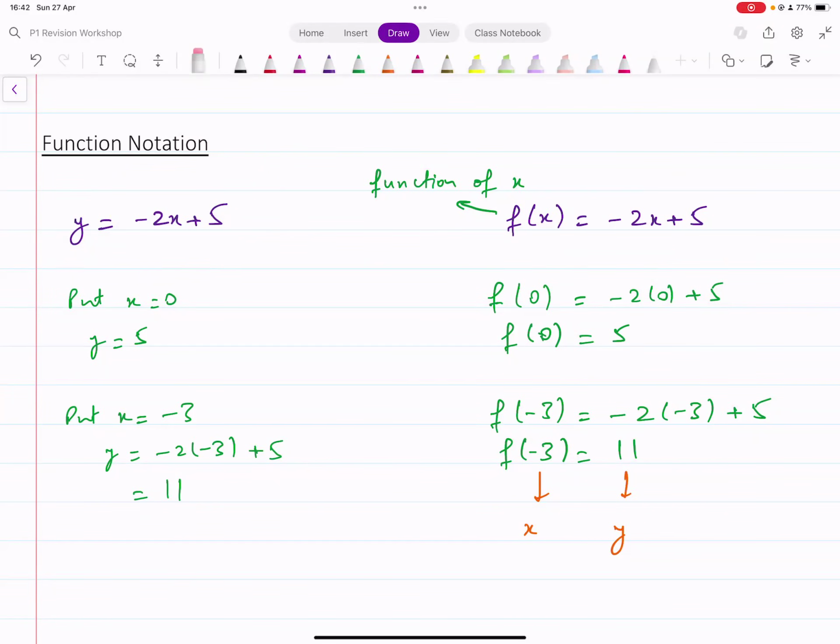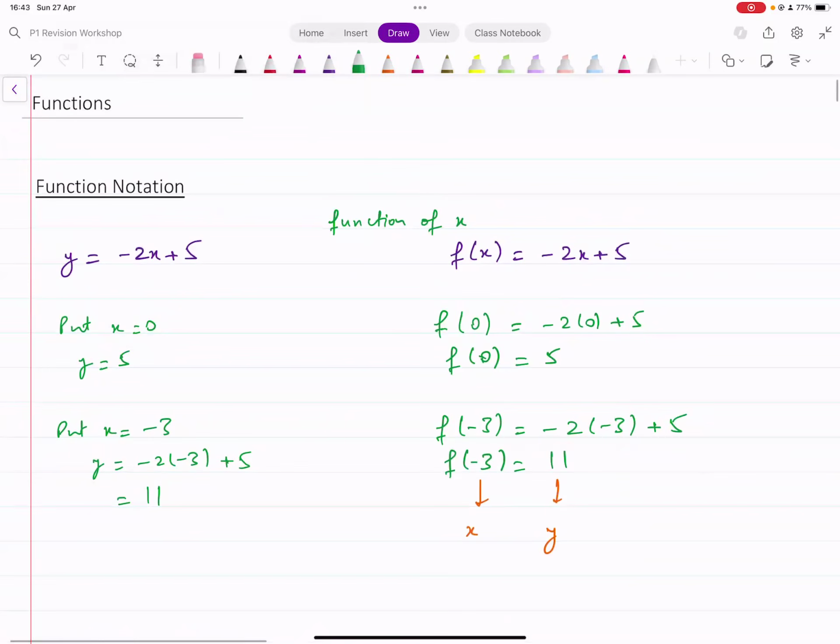You can write that in terms of f of x like this as well. So what does f of x mean? F of x means this thing is a function of x. It's defined in terms of x. You need to understand how to deal with this notation as well.